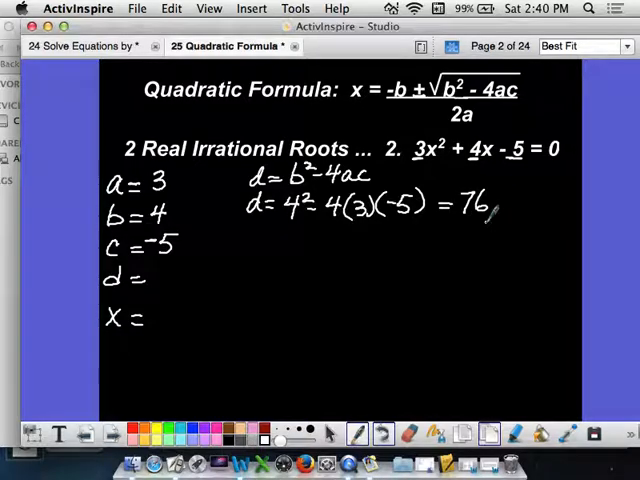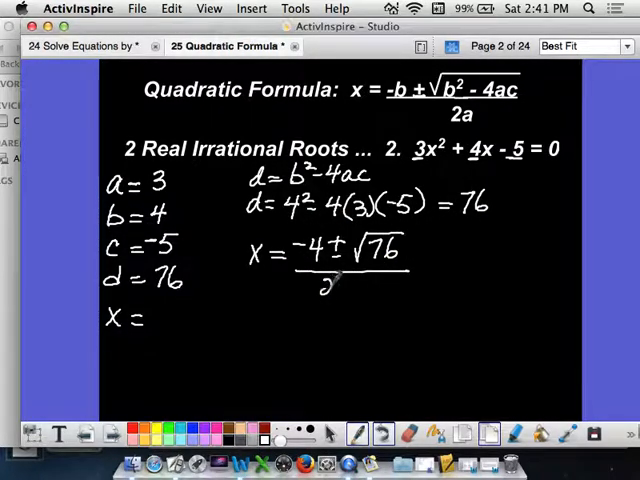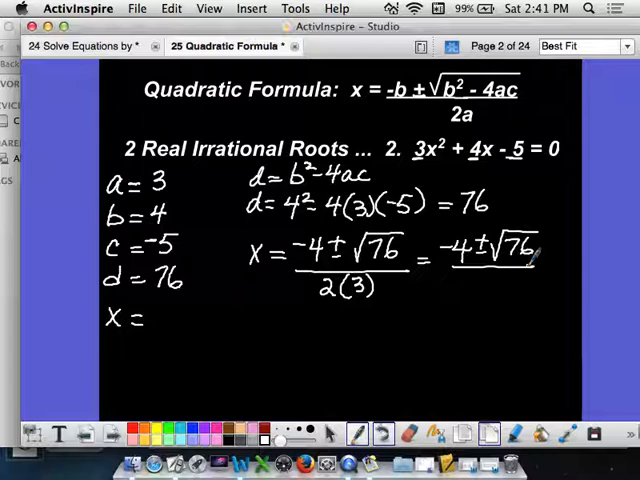All right, so here I have 76. So now I'm going to plug it into my formula, and I'm going to see if I can find x. So we have x equals opposite b plus or minus square root b squared minus 4ac all over 2a, and a is 3. So here I have -4 plus or minus the square root of 76 all over 2 times 3, which is 6.